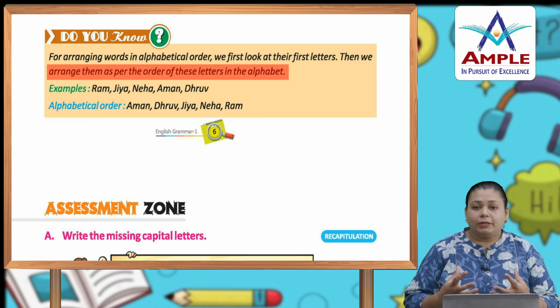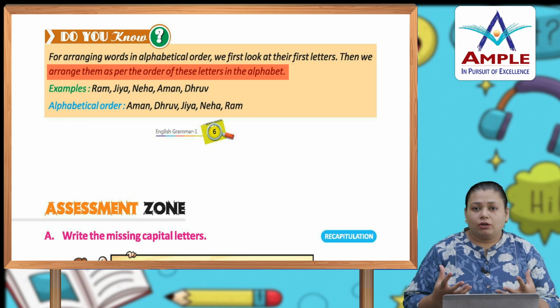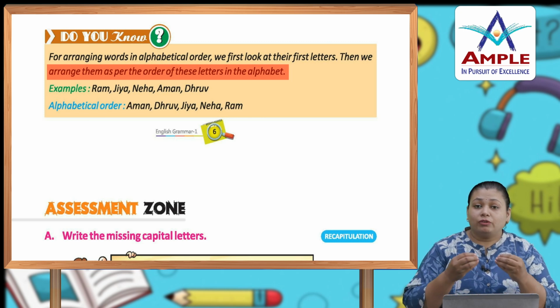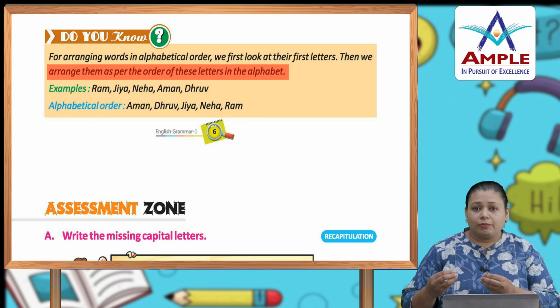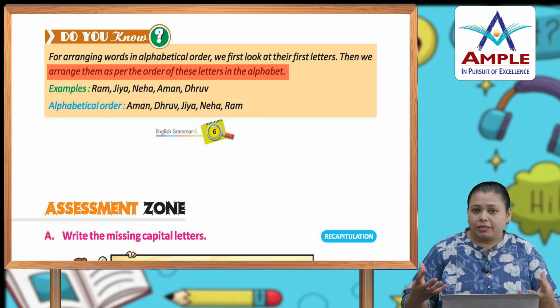Okay, so what does alphabetical order mean? It means when you arrange the name of each and every person according to their first alphabet, then this order is called alphabetical order.